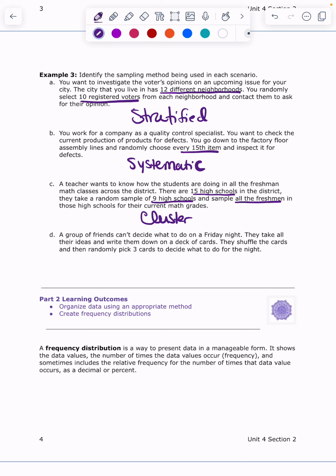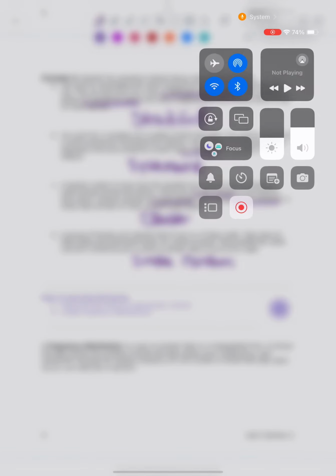A group of friends can't decide what to do on a Friday night. They take all their ideas and write them down on a deck of cards. They shuffle the cards and then randomly pick 3 cards to decide what to do for the night. So this is just classic simple random. And part 2, I'm going to make a new video for.